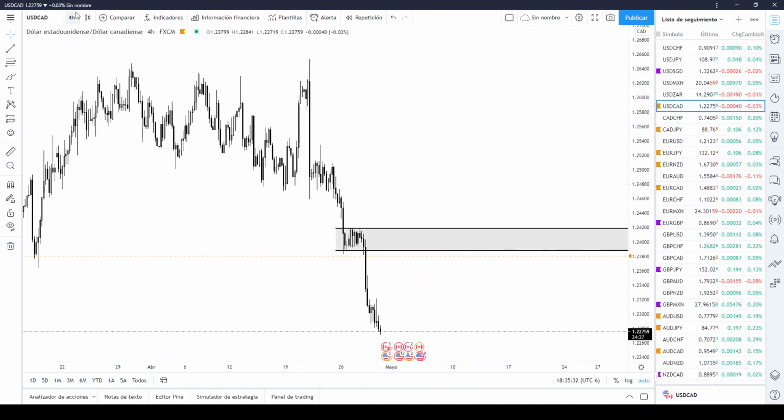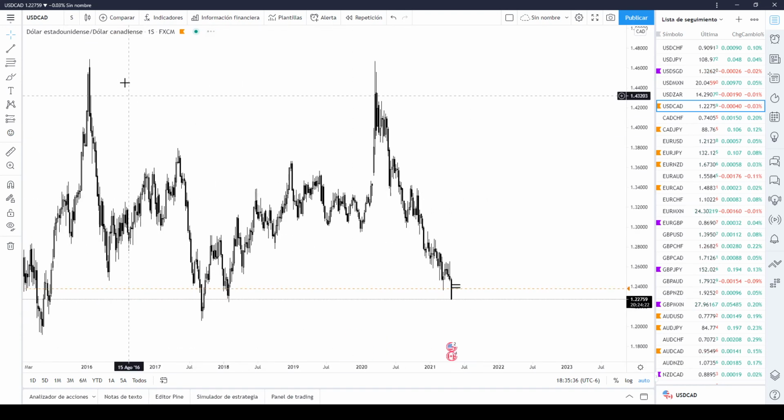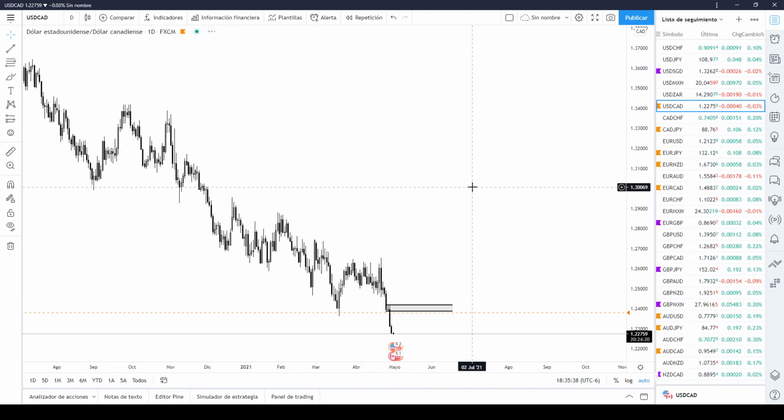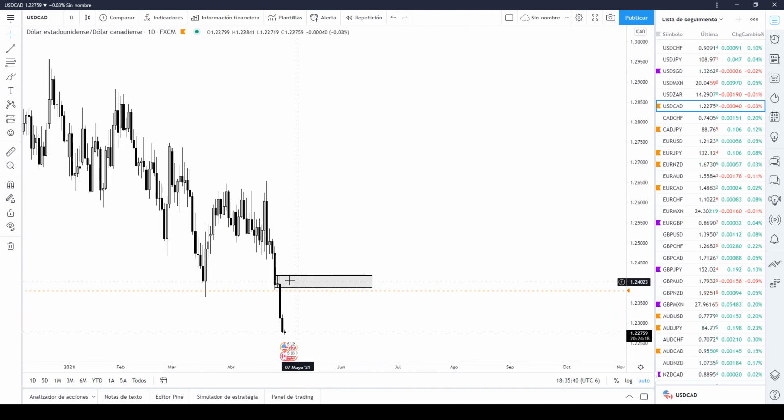USD CAD is also the same thing. It's completely bearish. The daily is completely bearish. We have this last supply zone. This supply zone removed this demand zone, so this is a very important level.